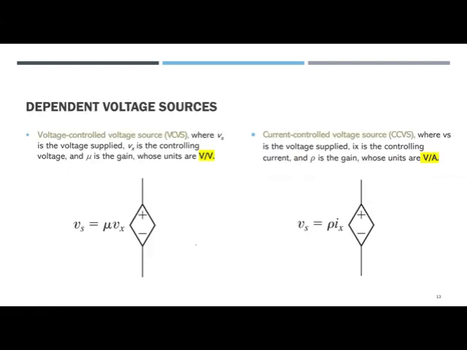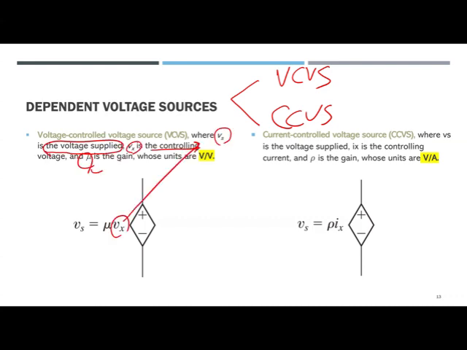Okay, so let's see the dependent voltage source first. Dependent voltage sources have two types. One is VCVS, the other is CCVS. VCVS is the voltage-controlled voltage source. V sub S is the supply voltage, definitely, and V sub X is the control voltage. Mu is the gain.